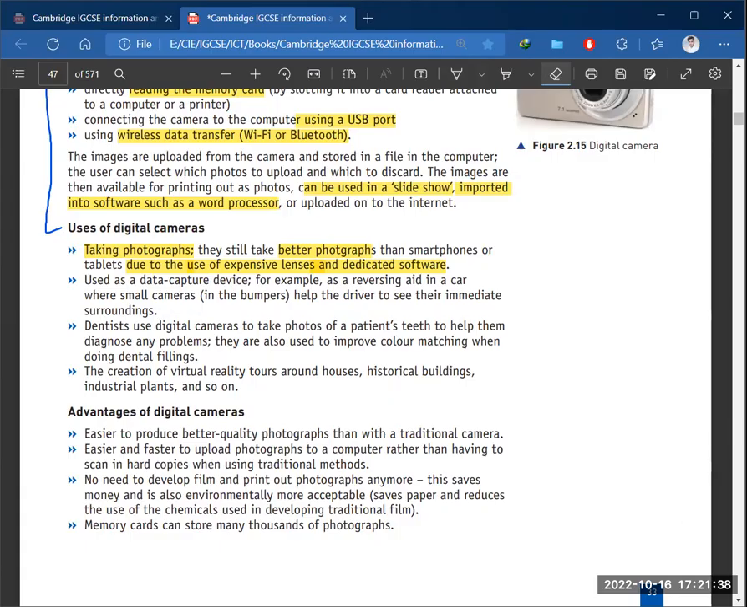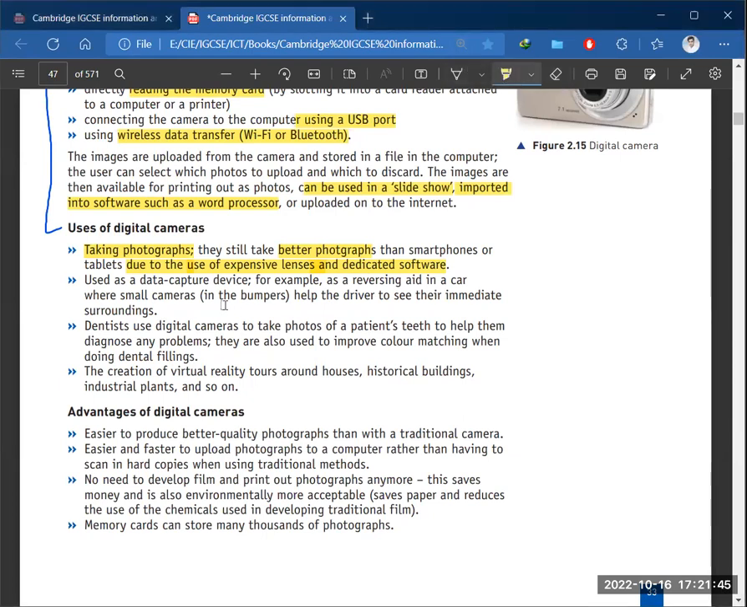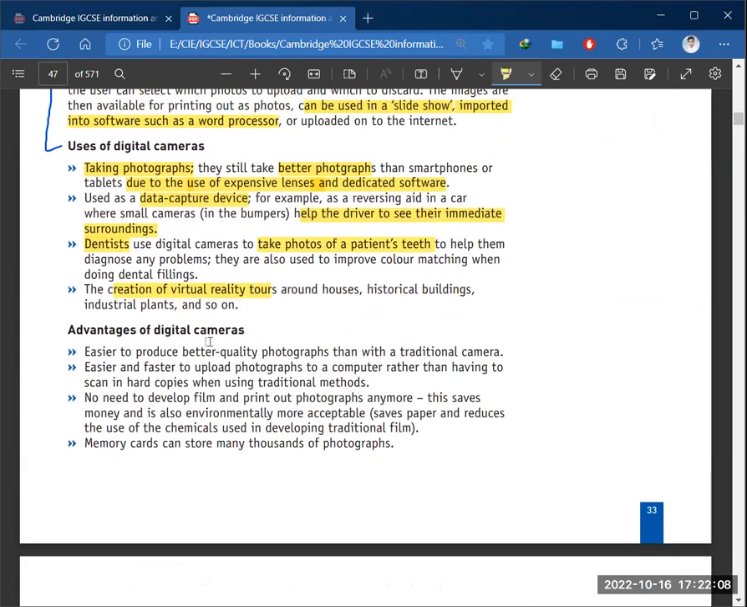Do you know what a self-driving car is? No, sir. We'll look at that in a second later. That was in chapter number 1. We'll look at that afterwards. You need to read that. That's very important. So used as a data capture device. Helps drivers see their immediate surroundings. Dentists take photos of patients' teeth. Creation of virtual reality tools. Done. Only these.